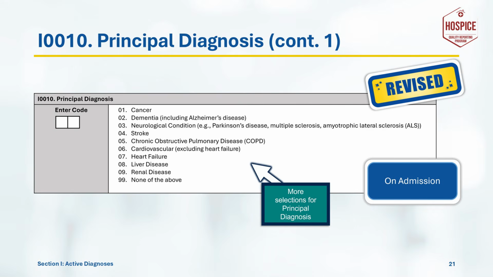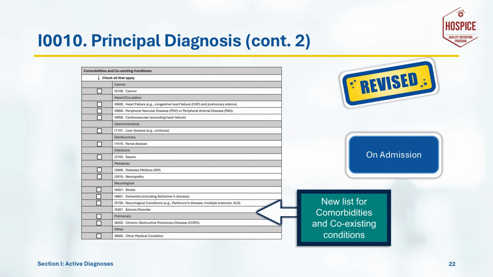Let's look closer at the principal diagnoses listed here. For those familiar with this item, you'll notice that there have been 7 diagnoses added to this item, numbers 03 through 09, which include neurological conditions, stroke, chronic obstructive pulmonary disease, cardiovascular excluding heart failure, liver disease, and renal disease. And this is a comorbidities and coexisting conditions list that was added to this item. I won't go over every single one of these, but you'll notice that there are quite a few choices here.